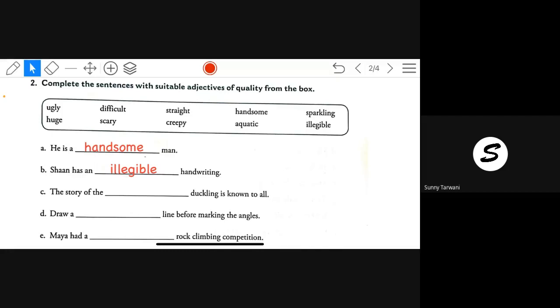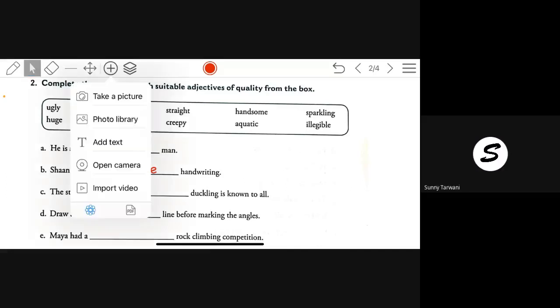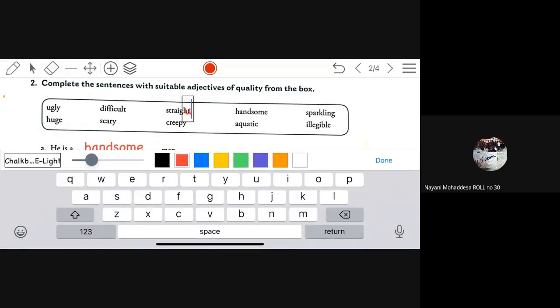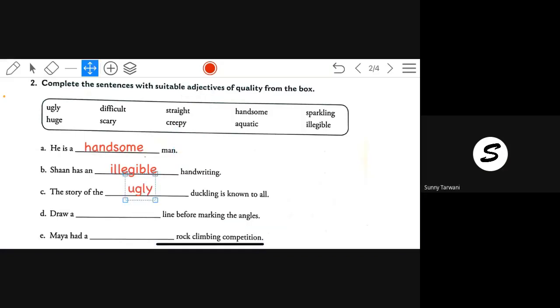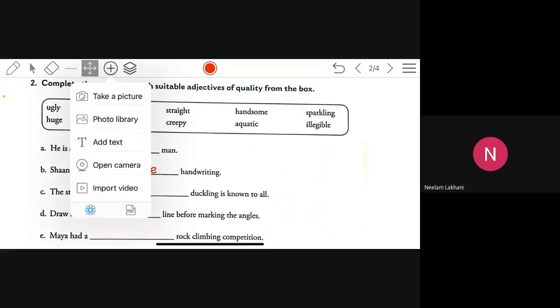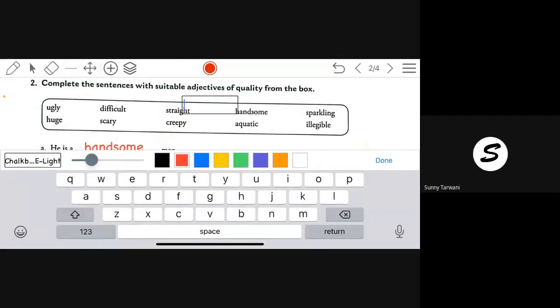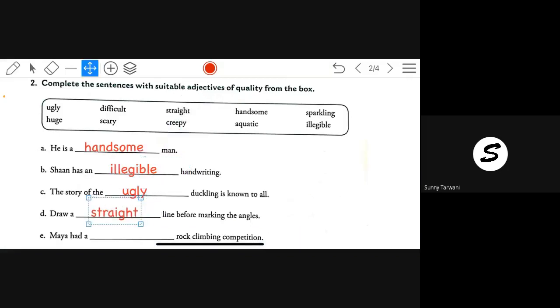Next, the story of the dash duckling is known to all. Ugly, because you know that story. Have you heard that story? Yes. Not good looking, that is ugly. Draw a dash line before marking the angles. Straight. Draw a straight line.